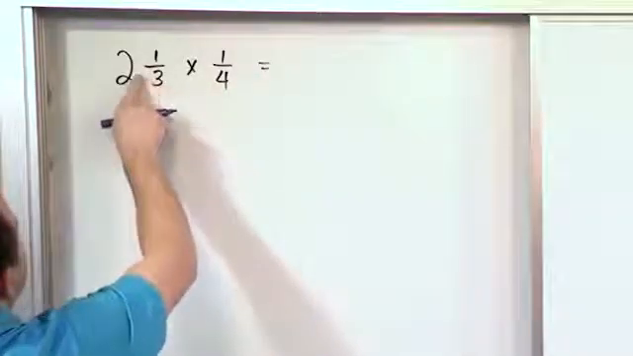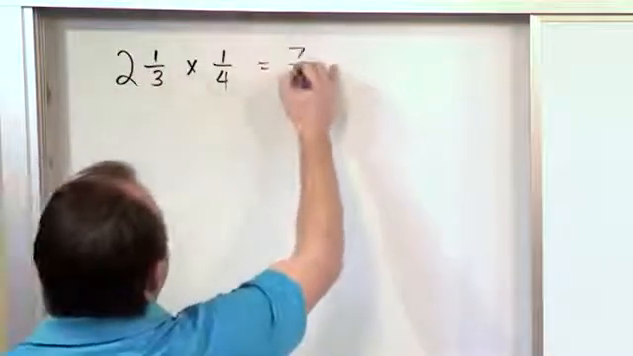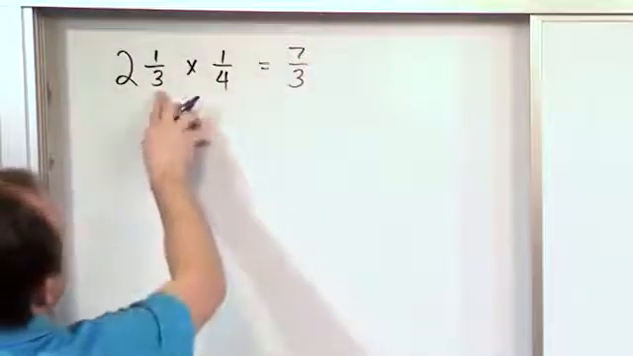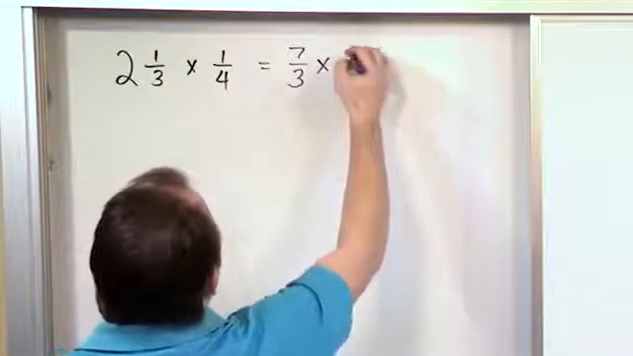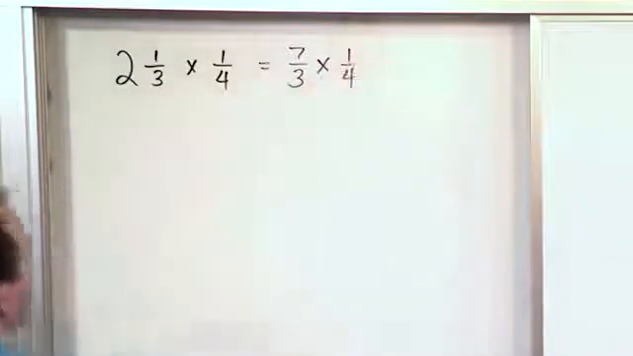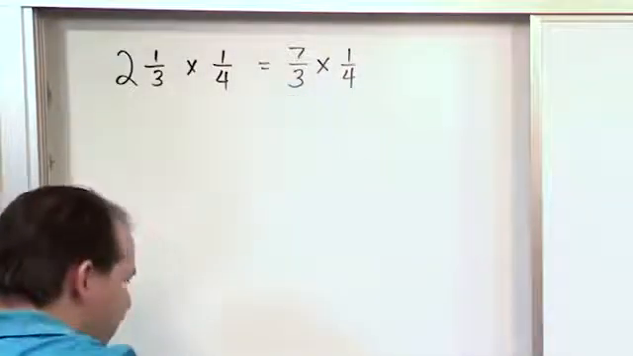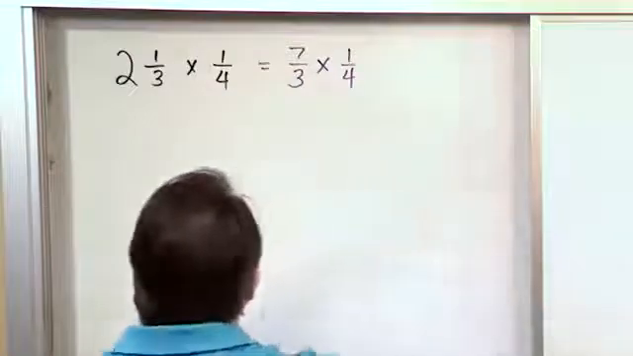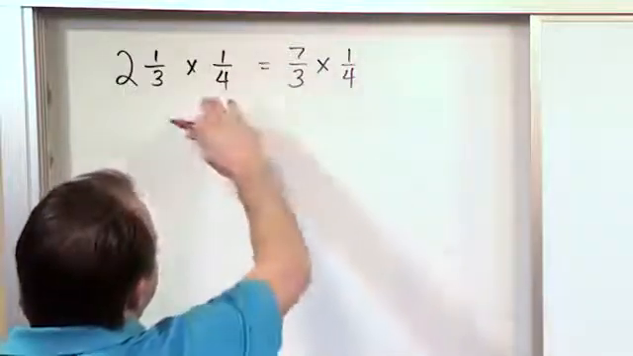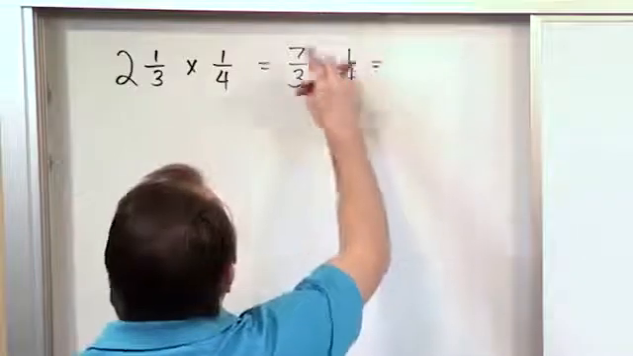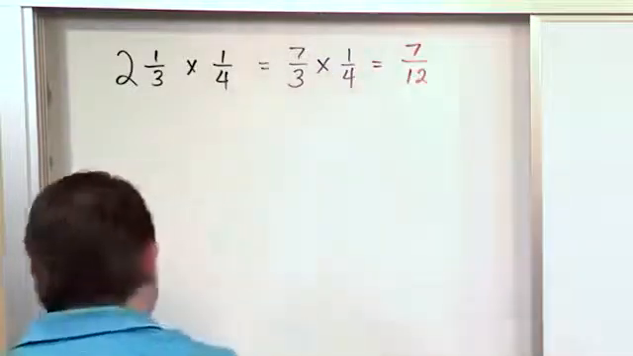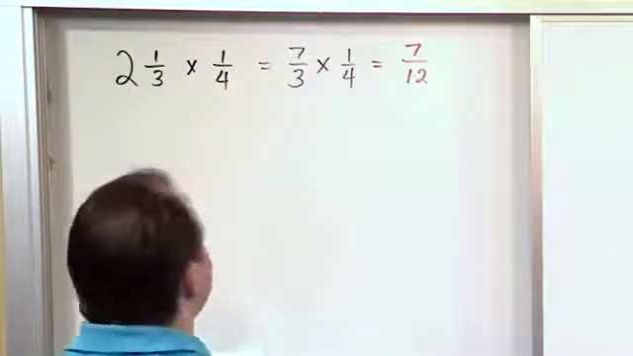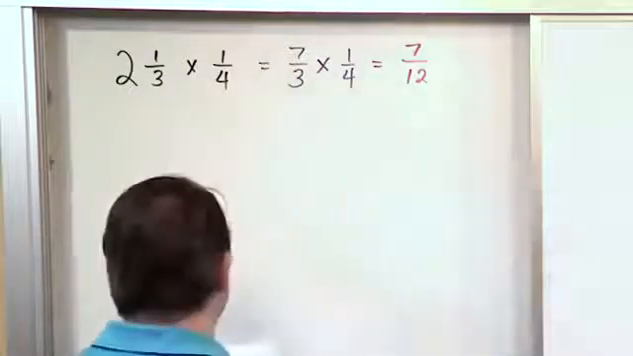So here we have 3 times 2 is 6, plus 1 is 7. So that'll be 7/3, because we always write it over the denominator. And then we're going to multiply by 1/4. So what we have right there is two fractions that we know how to multiply. Any two fractions, we just multiply the numerators and multiply the denominators. So 7 times 1 is 7. 3 times 4 is 12. So we have 7/12 is the answer. We try to reduce it, and we can't reduce this anymore, so this is it.